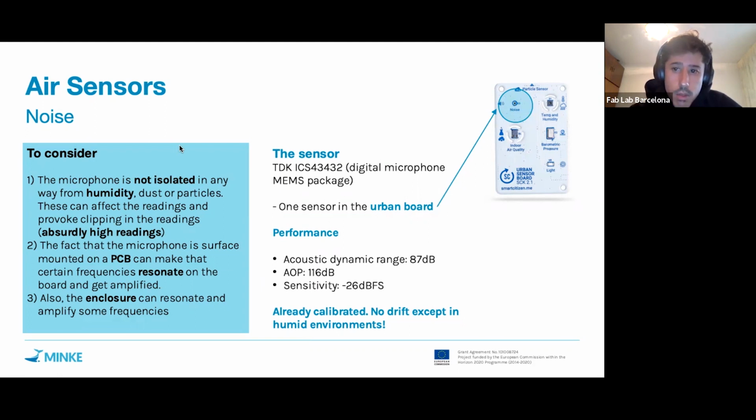Having said that, if you want to read further into this, there are more details in the documentation, and there's a deliverable from previous projects, one of them called IceCape. In one of those deliverables, we explain extensively how the microphone was characterized, and all the performance and improvements that we tried to achieve.